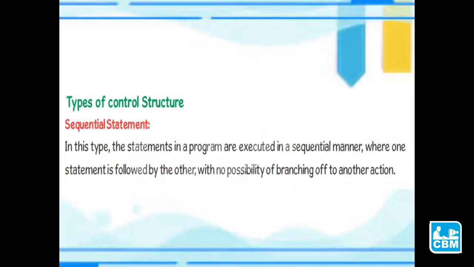The types of control structure include sequential statements. Sequential statements are basically statements in a program that are executed in a sequential manner. One statement is followed by another statement, and there is no conditional branching in sequential statements.